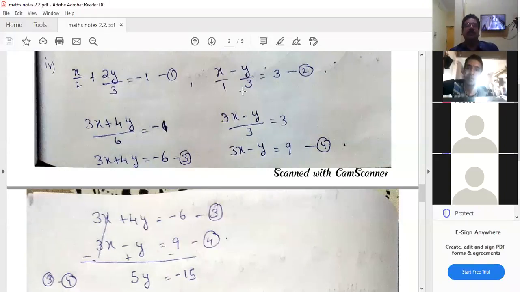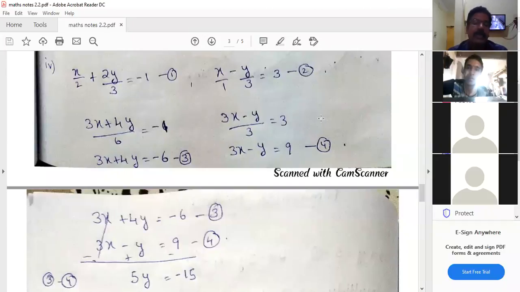Now here the LCM is 3. 3 in 1, 3 times, 3x. 3 in 3, 1 time, y equal to 3. Now transpose 3 to the RHS. 3x minus y equal to 3 3s are 9. These are the two equations, the third equation and the fourth equation I got.